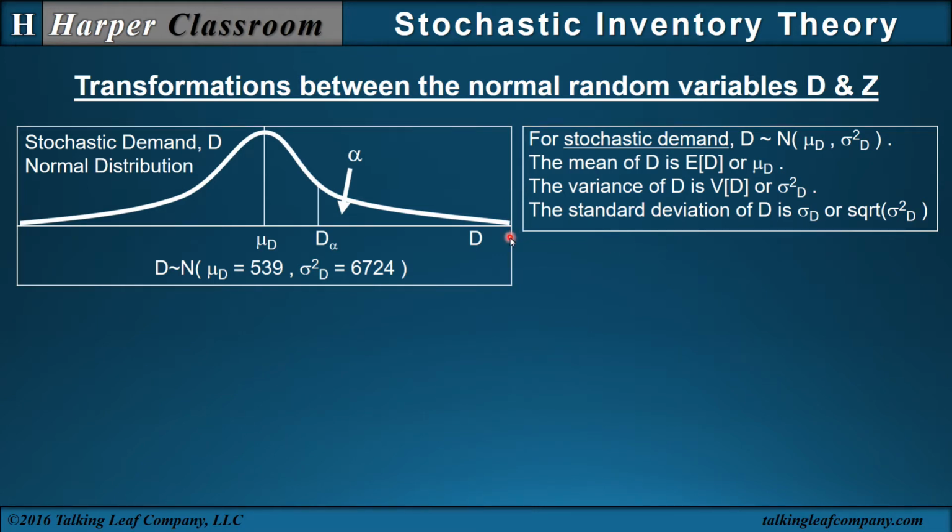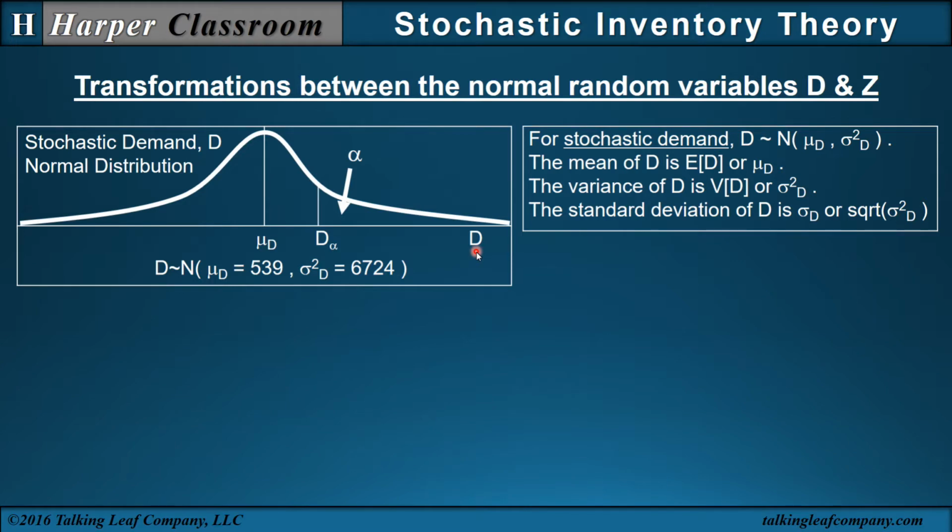There's some language here. The d is the random variable because it varies along this axis, and mu is the mean. Well, that's a constant, and it's a constant mean of the distribution. The d sub alpha is also a constant, but it's a random variate. This is a random variable, this is a random variate, and the variate is a value of the variable. The subscript alpha refers to the area under the curve, which is the probability alpha. For this video, I will use the mean to be 539, and the variance is 6724.